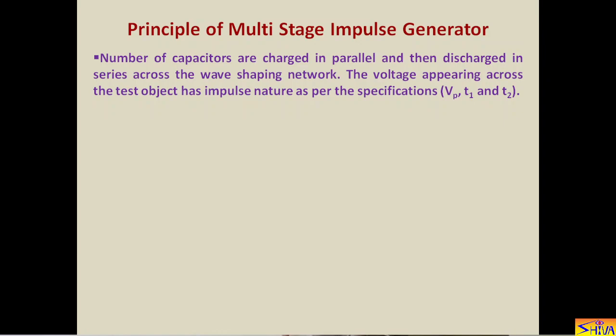And we are adjusting the DC charging voltage and parameters of the wave shaping network in such a way that impulse voltage appears across the test object as per the specifications. Vp is the peak value, T1 is the rise time, according to Indian standard it is 1.2 microseconds, and T2 is tail time. As per Indian standards it is 50 microseconds.